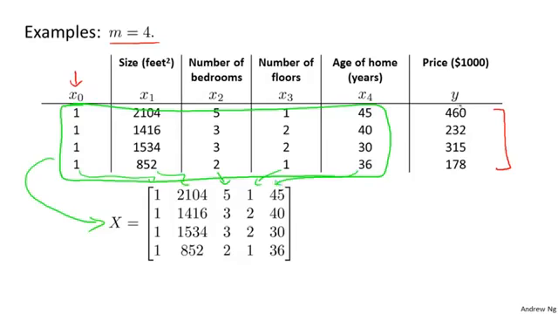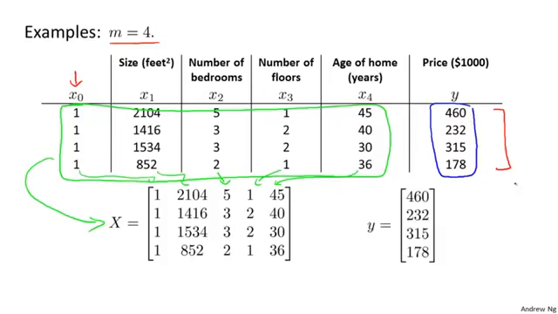And then I'm going to do something similar for y. So I'm going to take the values I'm trying to predict and construct now a vector, like so, and call that a vector y. So X is going to be an m by n plus 1 dimensional matrix, and y is going to be an m dimensional vector, where m is the number of training examples and n is the number of features. And I have n plus 1 because of this extra feature x0 that I added.